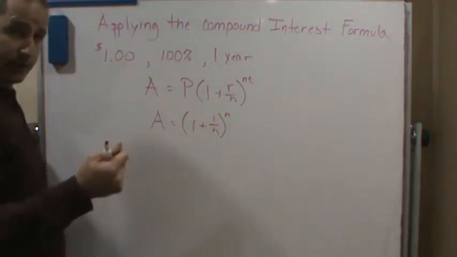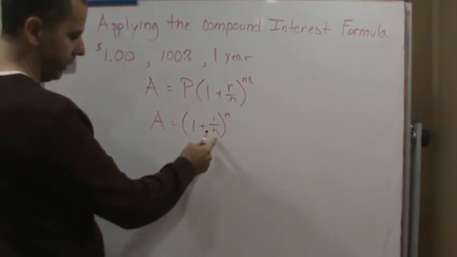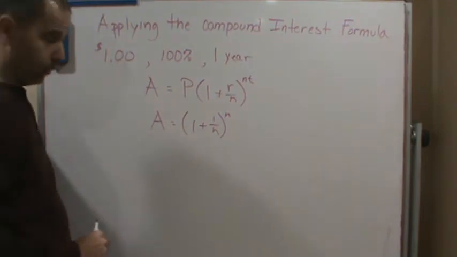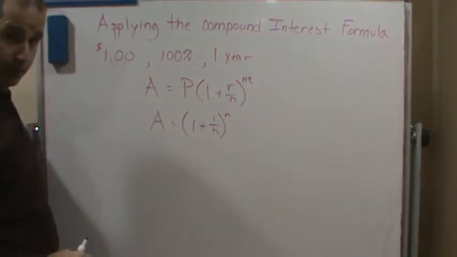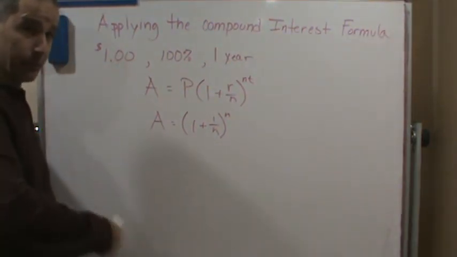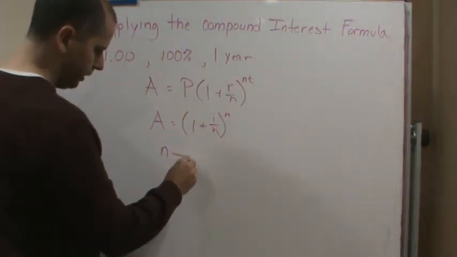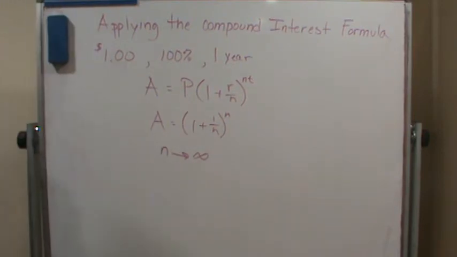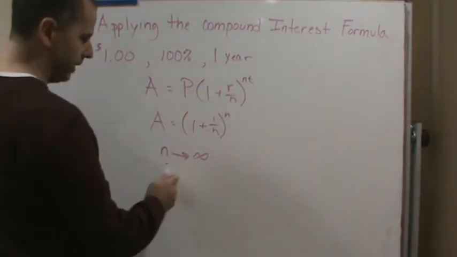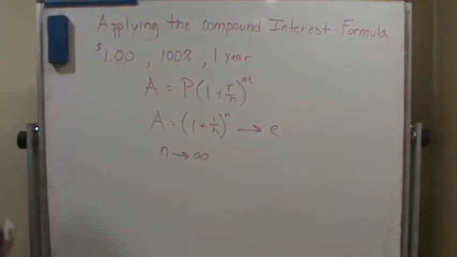And so the question is what happens if we make n bigger? We could compound quarterly, where n would be 4. We could do it monthly, weekly, daily. What happens if we keep increasing n, as n approaches infinity? Well, as n approaches infinity, this approaches the number e. In fact, that's the definition of e.